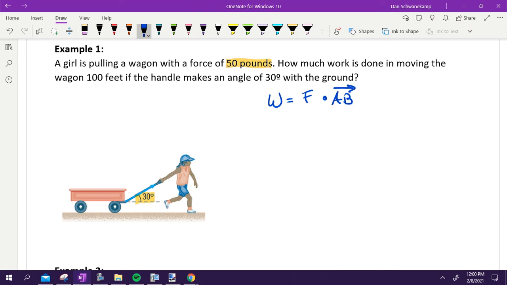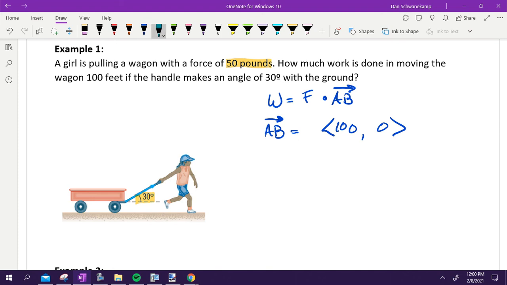Let's do the movement vector first, so AB. That's how much we move the wagon. We want to write this as a vector because we're trying to find a dot product here. Anybody know what my movement vector would look like for this problem? How much did we move the wagon left and right? 100. Did we move the wagon up and down? No. So it's 0. Don't let that be hard. It's pretty straightforward. I moved it left and right 100. I didn't move it up and down, so it's 100, 0. That is my AB. That is my movement vector.